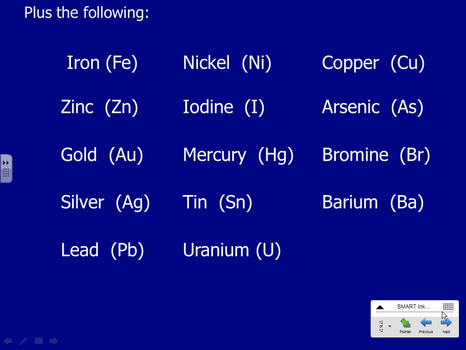So many of these elements are very important. They're important just in industrial uses: iron, nickel, copper, zinc. Some of them are biologically important. Iodine's important. And yeah, the first 20 and those.